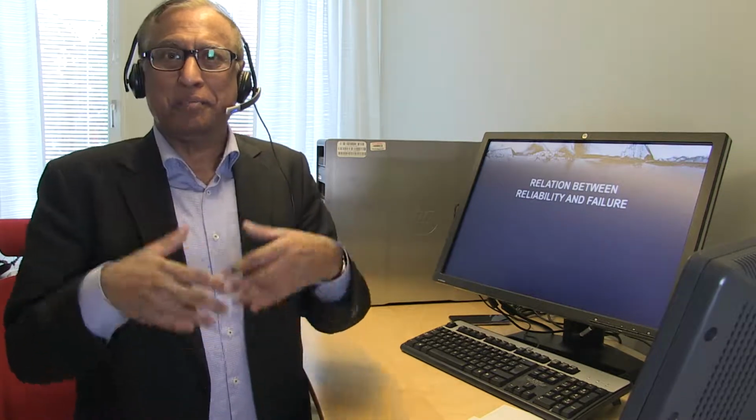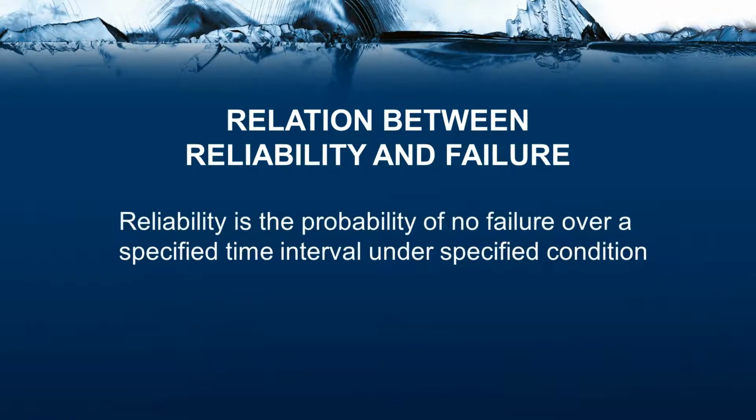I introduced you to reliability in my previous lecture. Failure and reliability are very closely related to each other. Reliability or unreliability in a sense gives the definition of failure. If something is unreliable, it means there is an impending concept of failure around it. Reliability, as you saw in the last lecture, is the probability of no failure over a specified time interval and a given working condition or a specified condition.